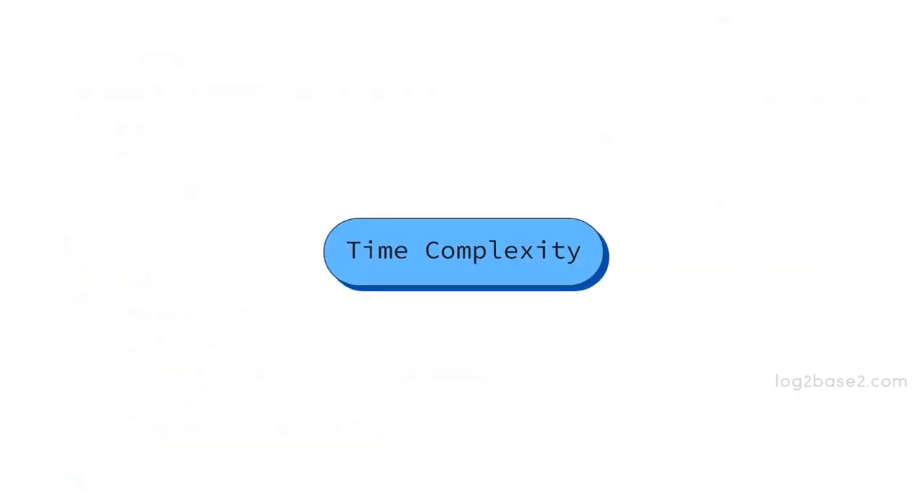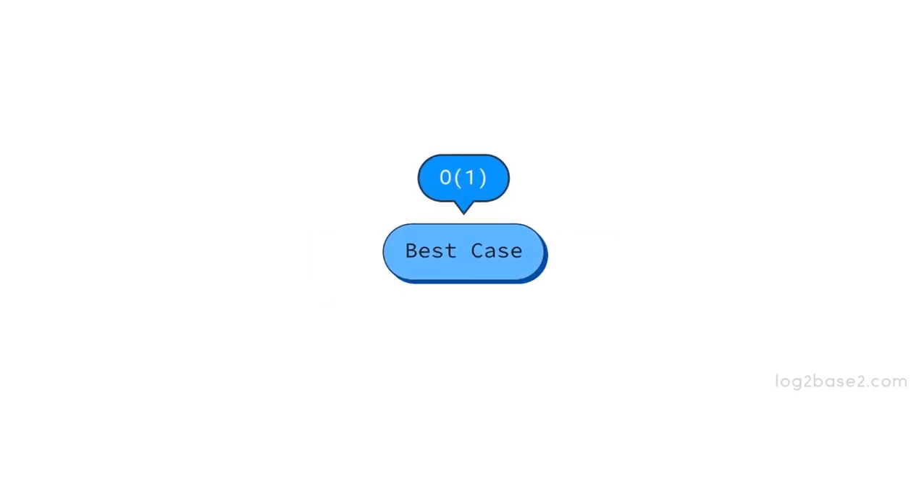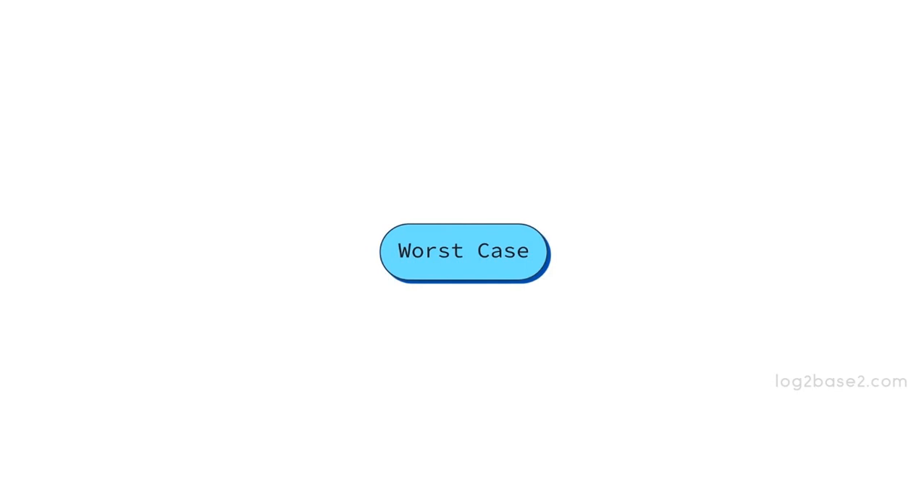Now let us discuss about the time complexity of this operation. The best case is when the key is present in the first position. Then only one iteration is needed. So the best case time complexity is order of 1. The worst case is when the key is present in the last position. Then we will need n iterations to find it. See, here the key 50 is present in the 5th position. So we will need 5 iterations to find it. That is the size of the array. So the worst case time complexity is order of n.